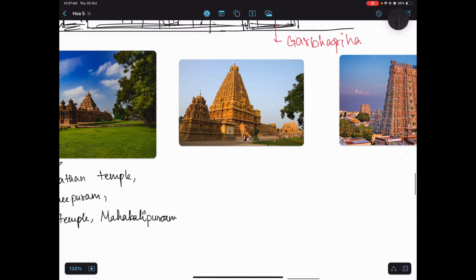So this is an example of Chola architecture. So after Pallavas, the Cholas' empire flourished a lot. Most of the temples that you'll find belong to the Chola period. And this is the Brihadishwara temple.